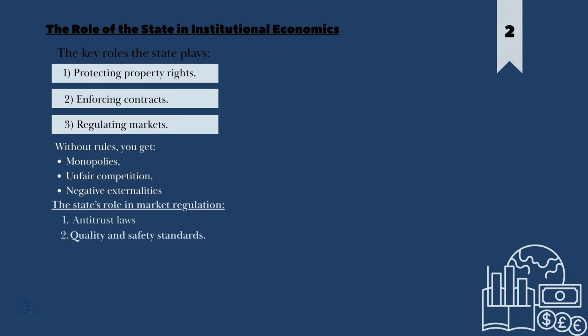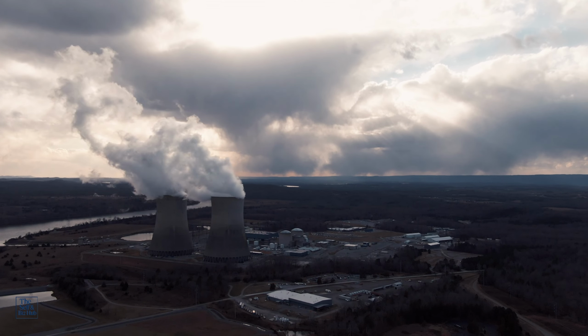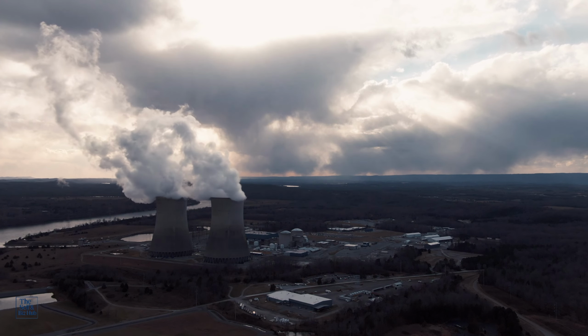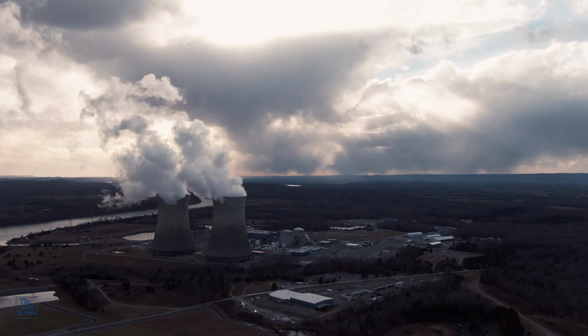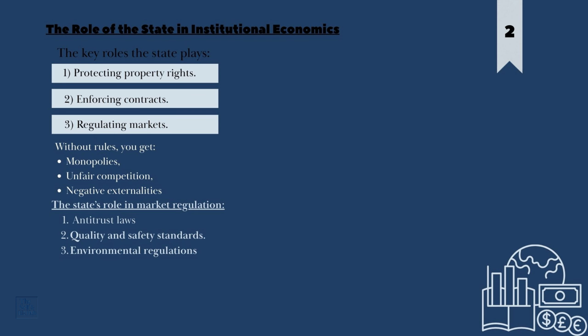Quality and safety standards. We can't test every medicine or food product ourselves, so governments set safety rules to protect consumers. Environmental regulations. Left unchecked, businesses may chase profit while ignoring long-term damage. Taxes on emissions, fines, and incentives for green tech help balance this out. Market regulation is not about banning. It's about creating fair, safe rules. Just like in chess, the winner is the one with the best strategy.